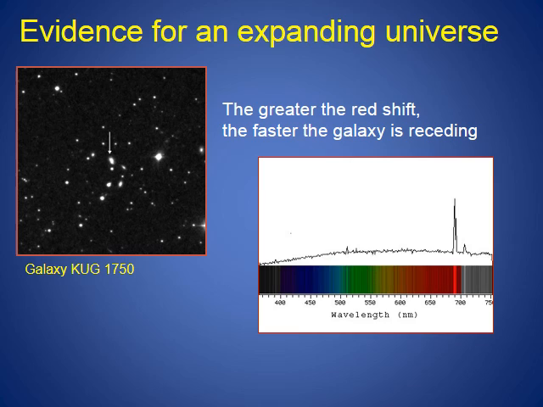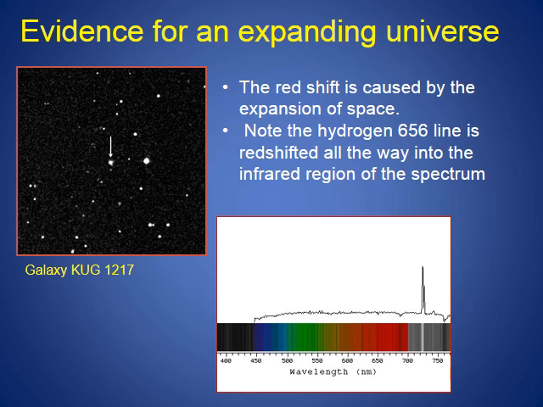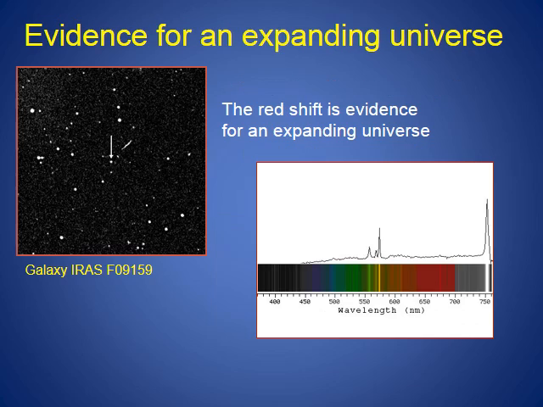Here's another galaxy. So the greater the redshift, the faster that galaxy is receding. And here on this galaxy, it's receding so fast that note that that hydrogen line has even shifted all the way past the red, and it's now in the infrared region of the spectrum. And again, an even further galaxy, and you can see it's almost past the infrared.